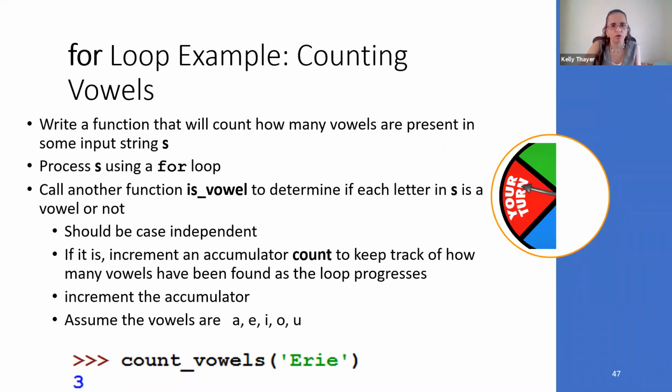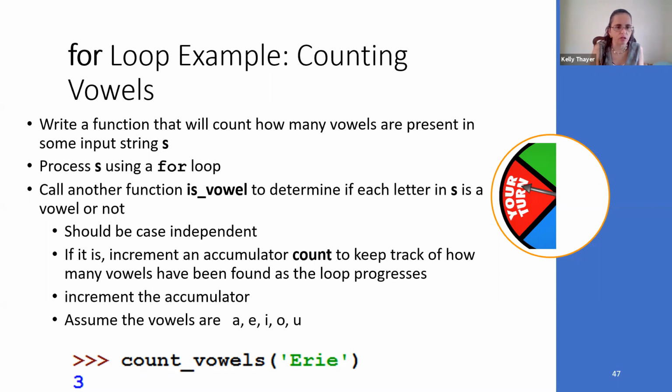So here's an example of a for loop for counting some vowels. What we'd like you to do is to write a function that will count how many vowels are present in some input string s. We are going to process the string using a for loop. Call another function, isVowel, to determine if each letter in s is a vowel or not. So how can you tell if something is a vowel? Is there anything that we've learned so far that would help you search some finite list to know if it is a vowel? This should be case independent. If it is, we should increment an accumulator count to keep track of how many vowels you've found so far.